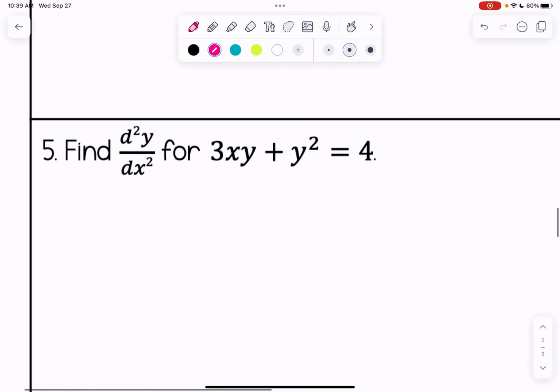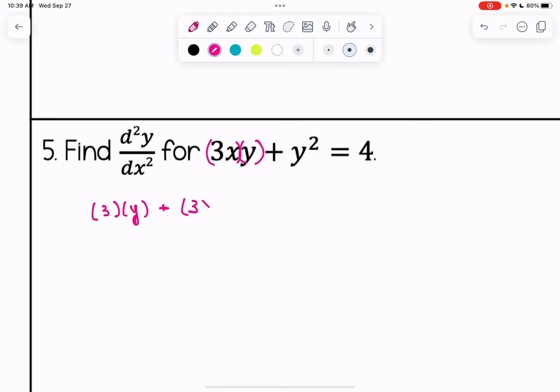All right, last problem. Similar idea, look for our second derivative. The difference here is I have product rule. I can see that I have two functions being multiplied. So using my product rule, the derivative of the first term is 3 times the second, plus the first term times the derivative of the second, that's dy/dx, plus 2y dy/dx equals 0.